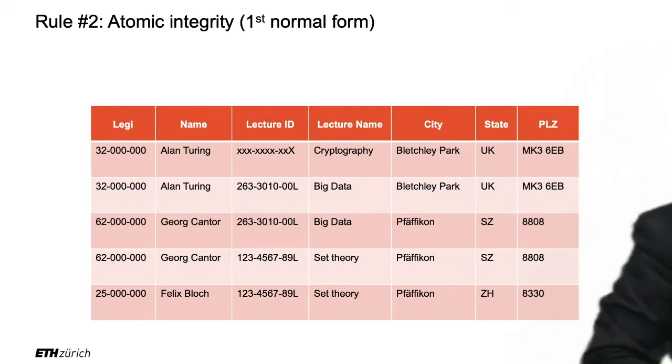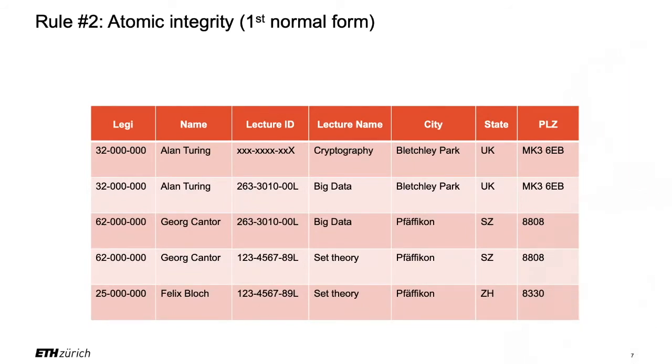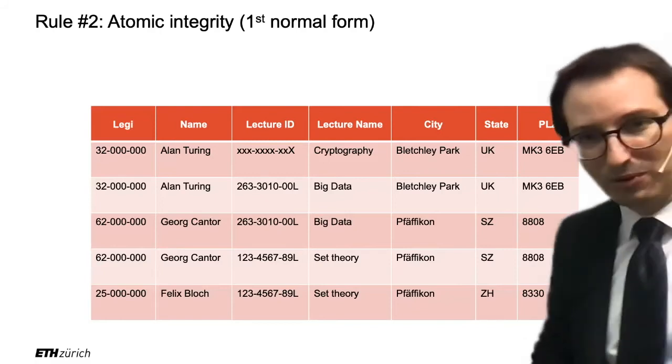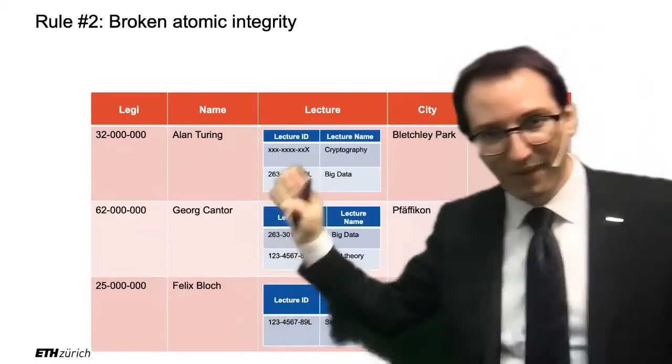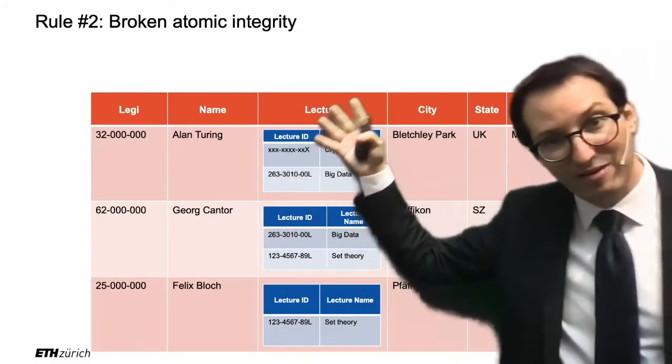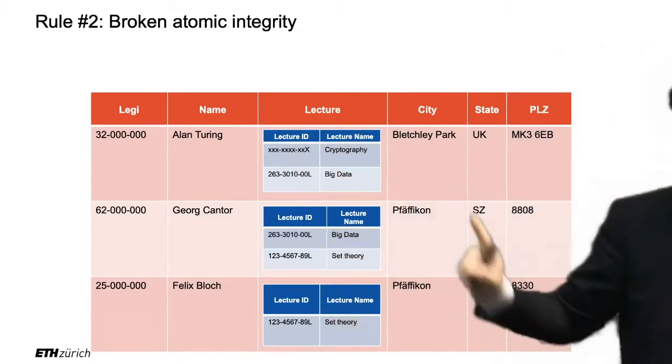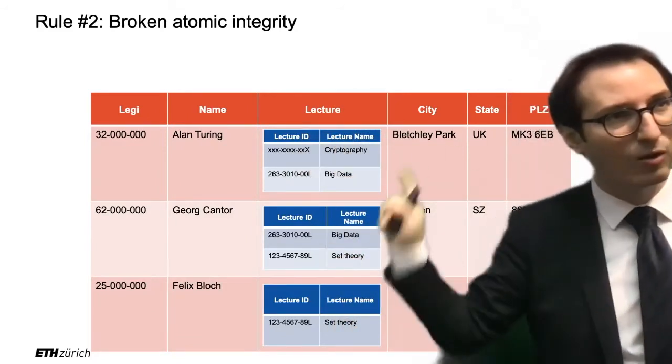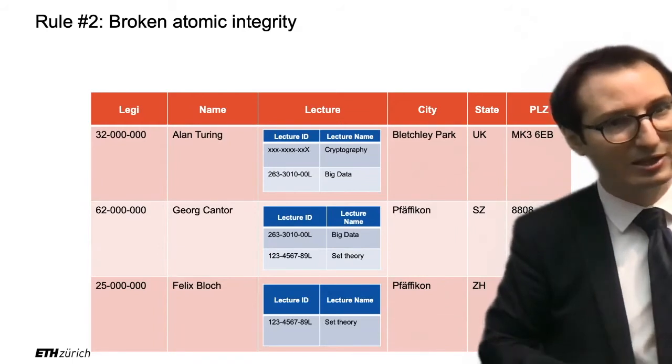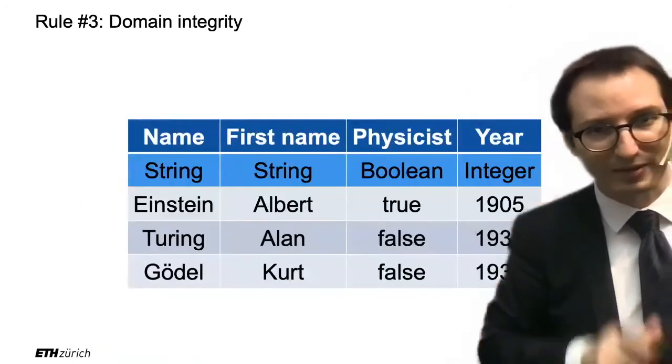Atomic integrity means you cannot have tables in tables in tables in tables. All the values that you have must be simple values, atomic values. Strings, integers, dates, that kind of thing. We'll cover that actually today in more detail. A counterexample is like this Inception movie, a dream in a dream in a dream. You cannot have a table in a table in a table. This here breaks atomic integrity. We will not have this in our lecture. This is what tables will look like.